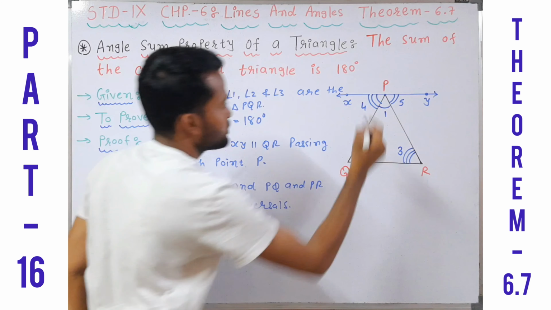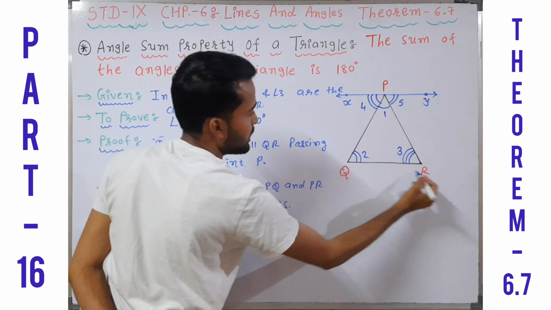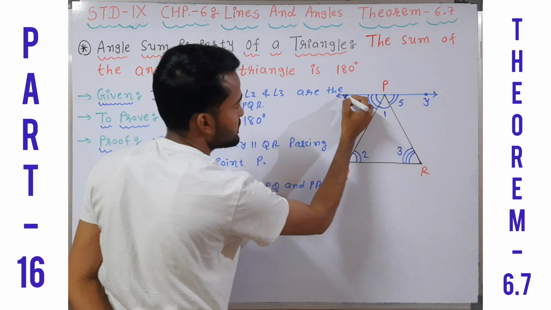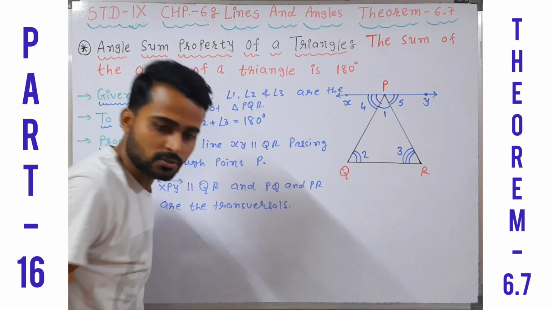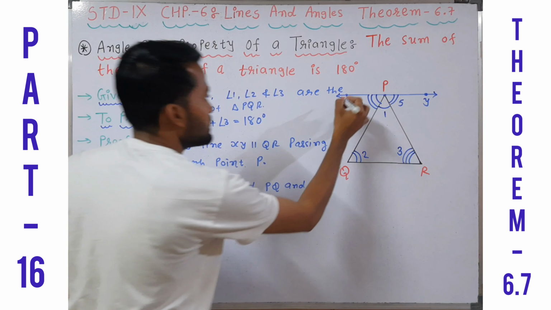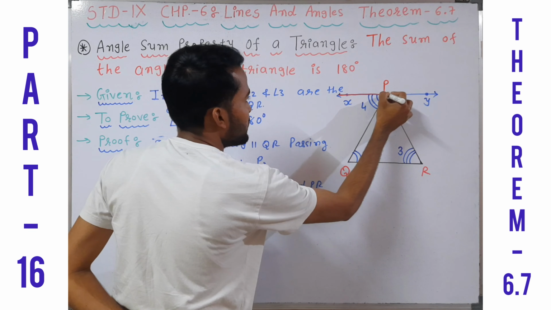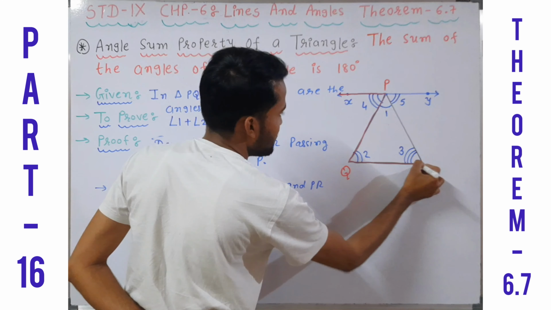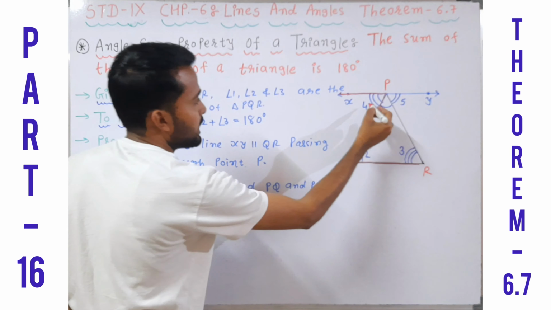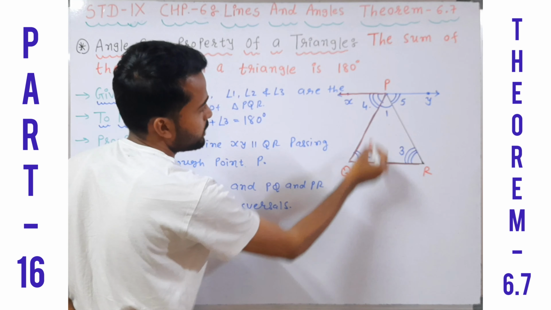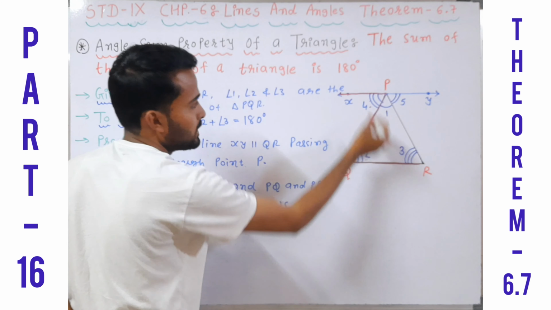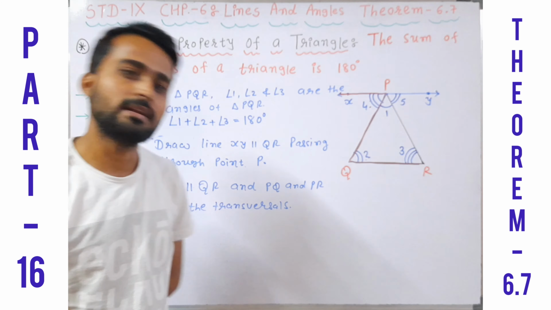So according to the diagram, if XY is parallel to QR and if we take PQ as a transversal, as you can see the Z-like diagram, right? I'll show you. See, you can see the Z-like diagram, and from Z we got the idea that angle 4 and angle 2, right? Again, angle 4 and angle 2, these two angles are equal. Why? Because they are alternate interior angles.